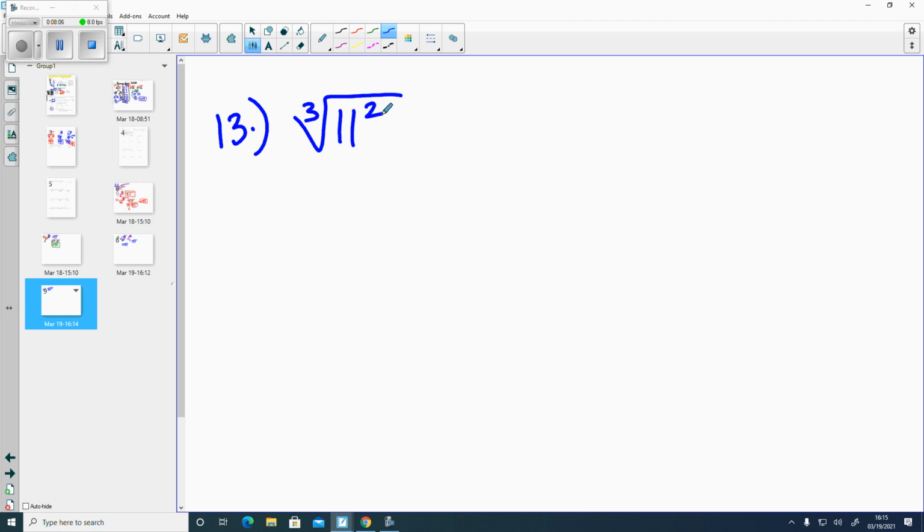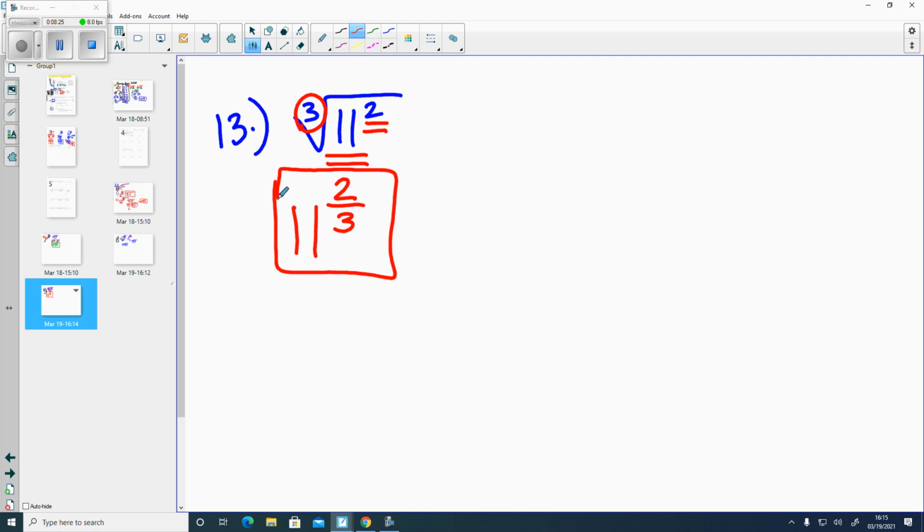So remember, the index is the denominator, okay? And so the number 11 is the base, okay? And then the index is the denominator, and the exponent is the numerator. And so this is how I go from radical form back to exponential, okay? If they asked you to do that.